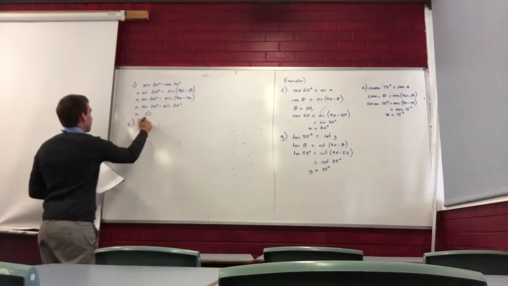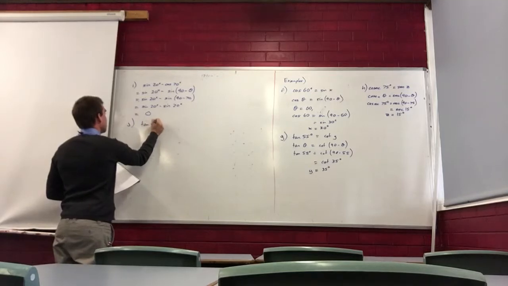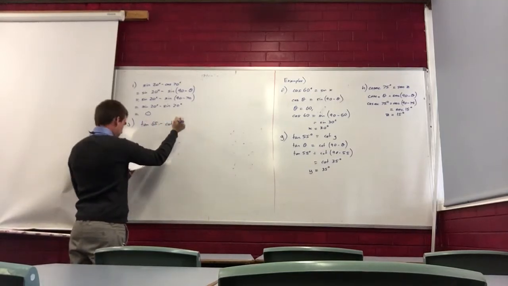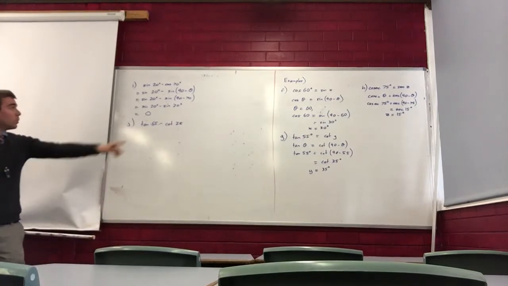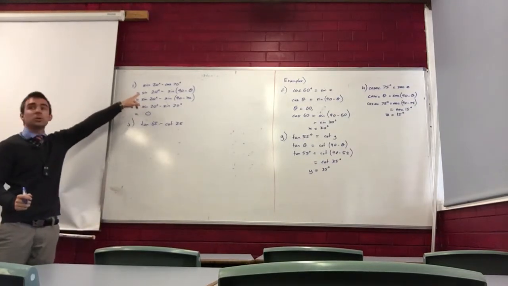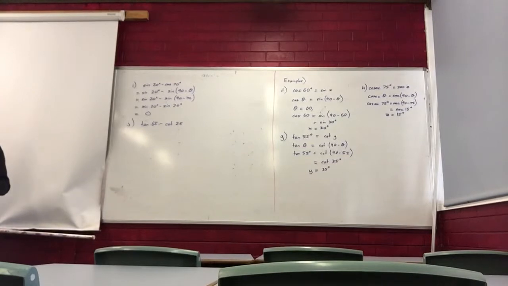Next, tan of 65 take away cot of 25. Now, if I had done the previous one as a cos, if I changed the sine to cos, I would eventually get the same answer, which is represented by different variables.